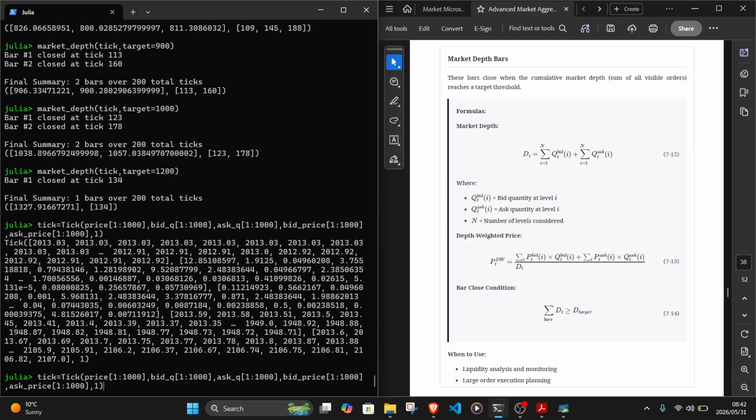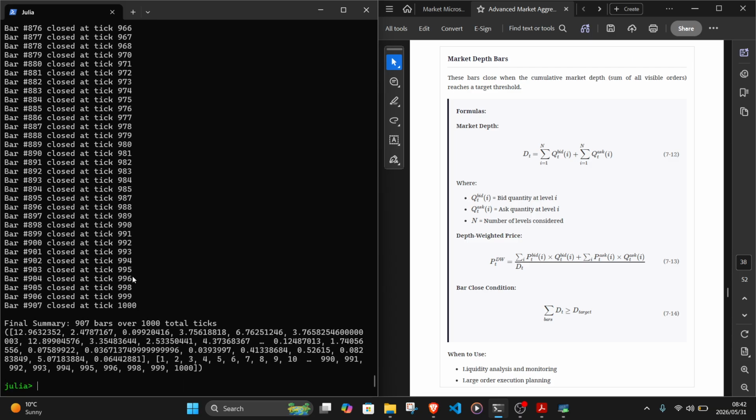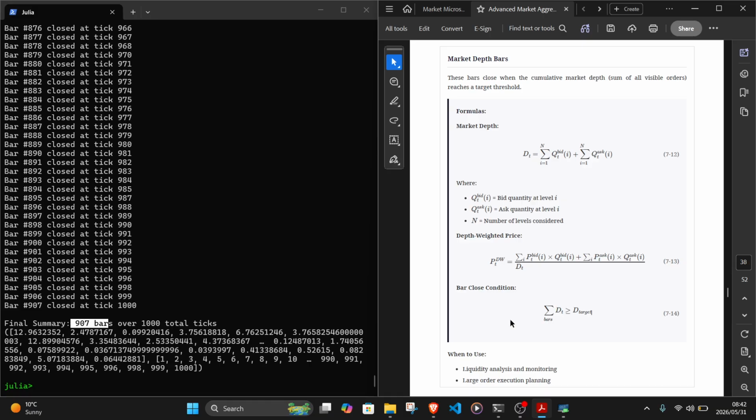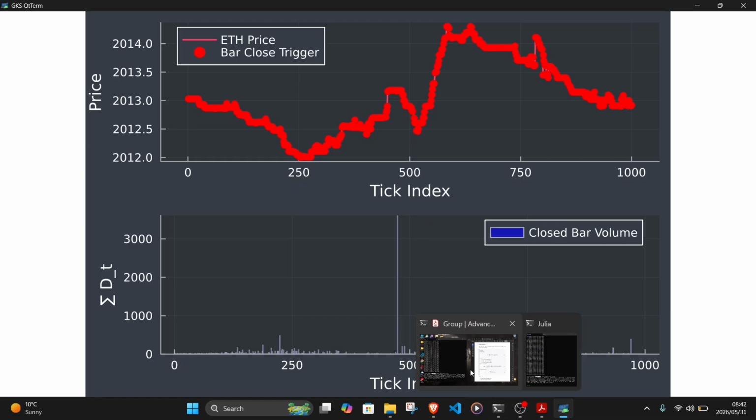Okay. Now let's push this into our function with our default target, of course, and we'll play around with it as we continue incrementally. Now, out of 1,000 total ticks, only 907 are actually meeting this condition where D sub target is equal to 0.01. Now, let's go look at that. As you can see, we have a lot of closes. I mean, it's 907 or whatever, 900 and something closes, right?